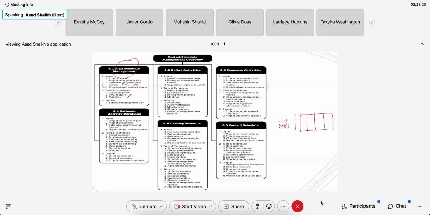The first step is define activities. When you decompose the WBS, if you don't decompose it, it contains the deliverables. The WBS is your secret sauce. But once you decompose it, then it gives you these activities. And this is your work package.